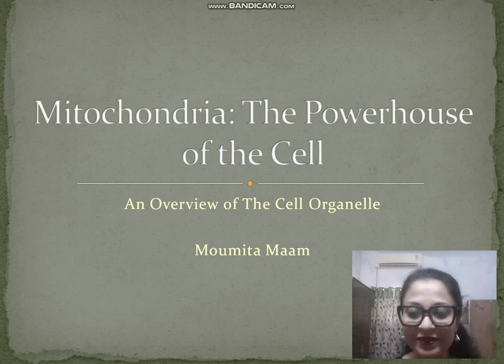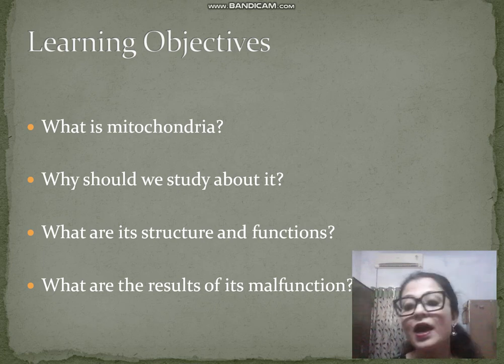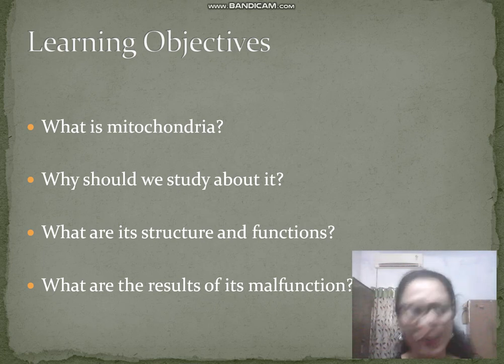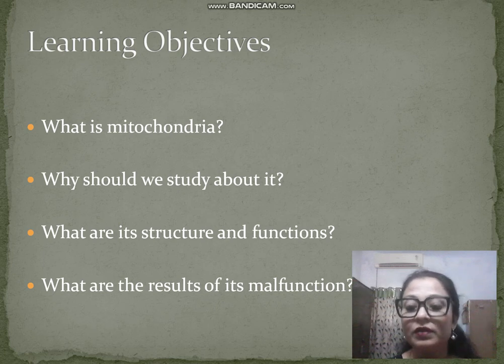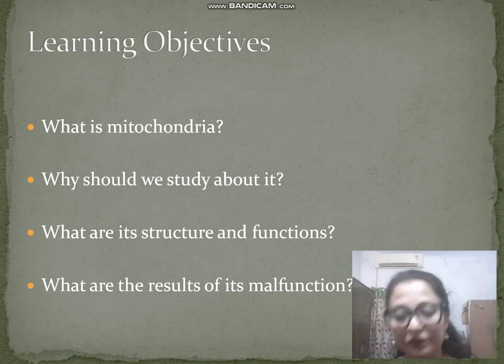So let's get started. Now, what are our learning objectives in this class? Which means at the end of the class, what will you get to know? As I said, you will get to know what is mitochondria, then why we should study about it. Why is it important? Whenever you study any topic, always ask this question: why am I studying this? Why is it important? Okay. And what are its structure and function? Whenever you are studying some object, you should be aware of its structure and function. These are the two most important elements.